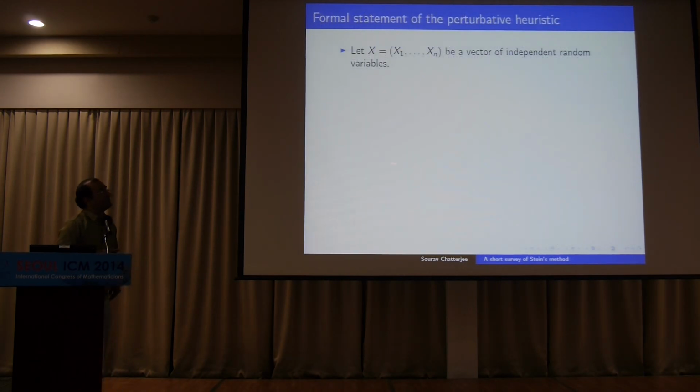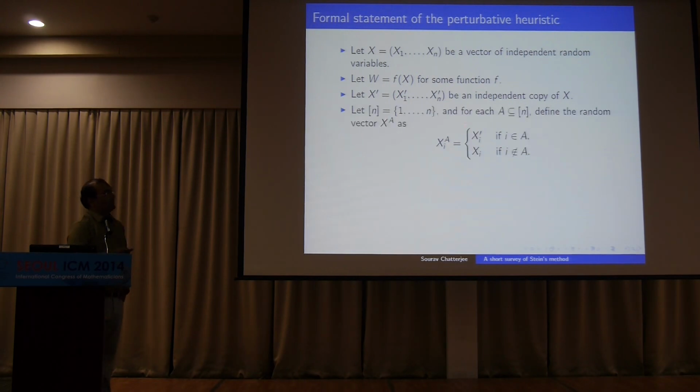Okay, so the formal statement of this perturbative heuristic. Let X be a vector of independent random variables. Let W be a function of X. And let X prime be an independent copy of this vector. So X1 prime to Xn prime are all independent, and independent of X1 to Xn, and have the same distribution. Then for any subset A of the integers 1 to n, you define a vector X^A where you have flipped the coordinates that were in A. So you have replaced Xi by Xi prime if i is in A, and you have kept Xi if i is not in A.